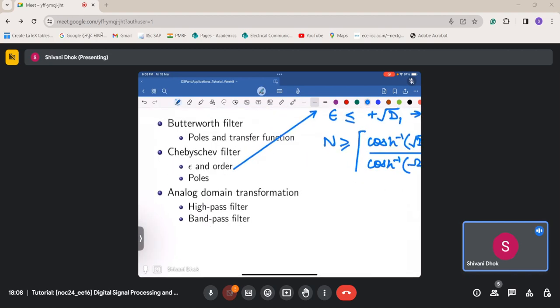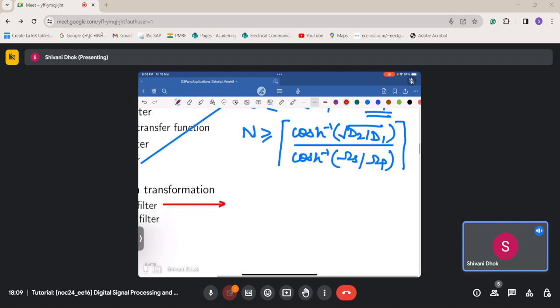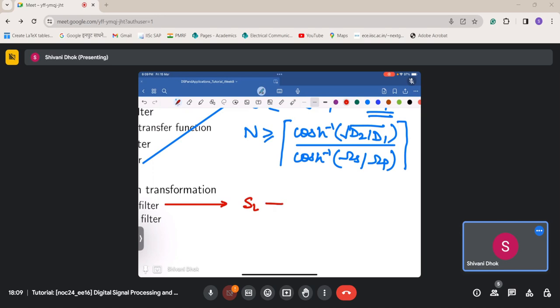After that we had analog domain transformation. We said that if we know how to design a low pass filter, that information is sufficient and we can do analog domain transformation to construct other types of filters. So in this week we looked at high pass filter and band pass filter. For high pass filter, this transformation was SL to be replaced by omega p by s, which means that omega L should be replaced by omega p by omega.